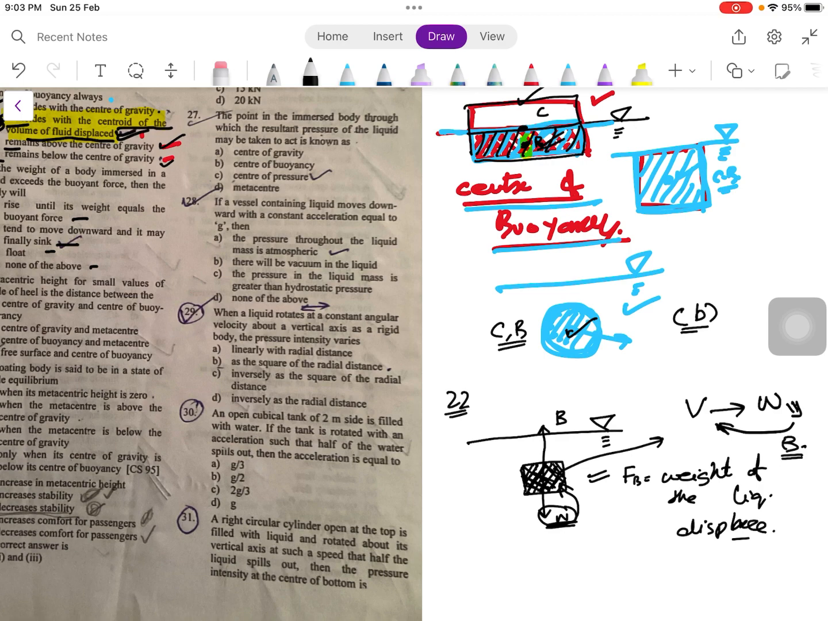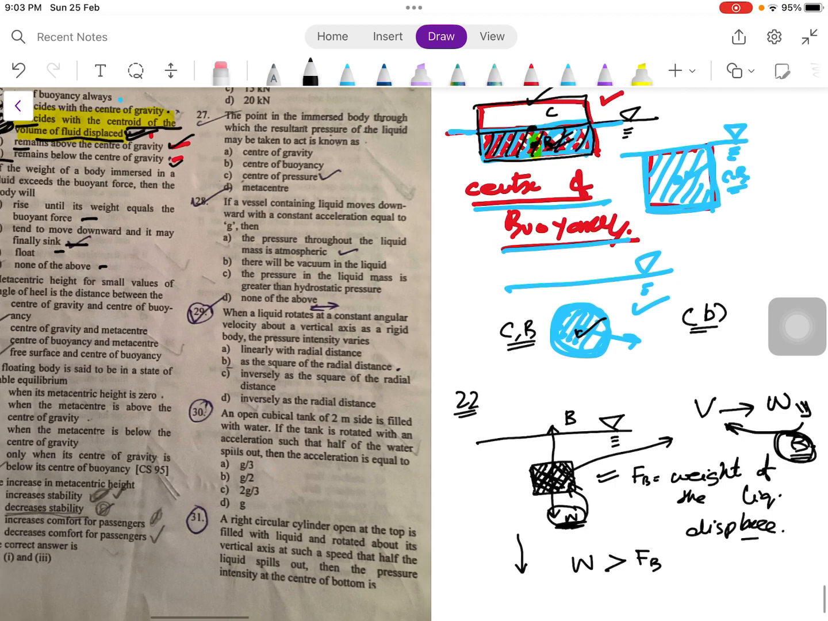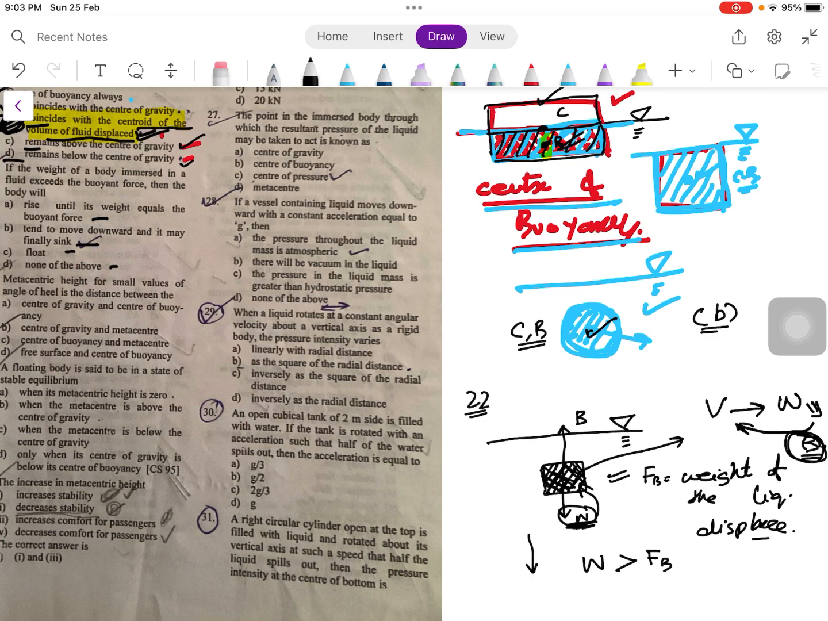But the weight of this body is a function of its density. So in a case where the weight of the body exceeds the buoyant force, the body will continue to sink. That is, the body will tend to move downward and it will finally sink.